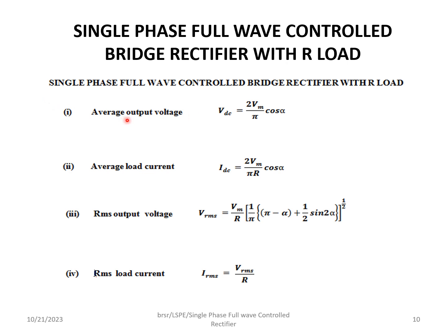The value of the average output voltage can be obtained using the formula VDC equals 2 Vm by pi into cos alpha, where alpha is the firing angle. IDC can be obtained by dividing the VDC by the resistance value. RMS value of the output voltage can be obtained using this formula. Vm is the maximum value of the voltage. Vrms equals Vm into the root of 1 by pi times pi minus alpha plus half of sine 2 alpha. RMS load current can be obtained by Vrms by R.